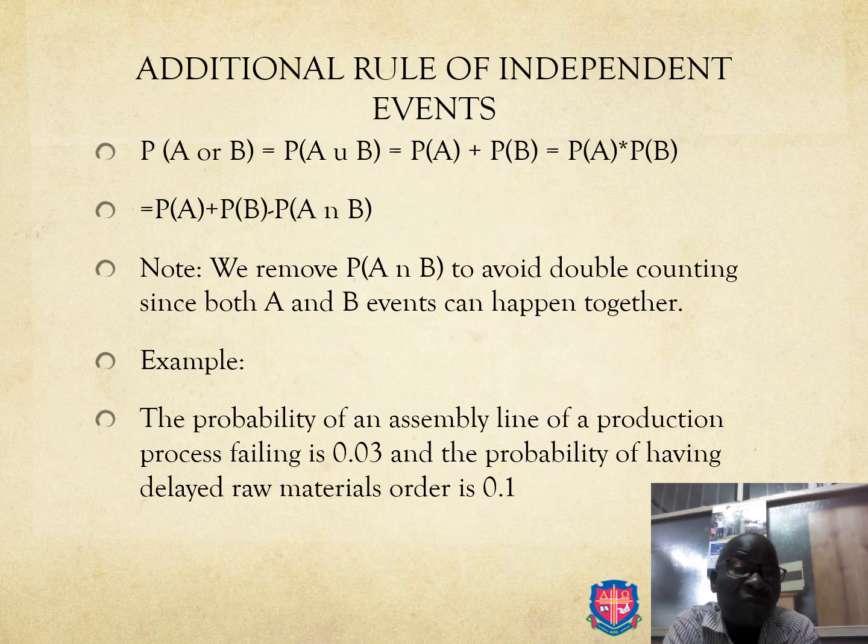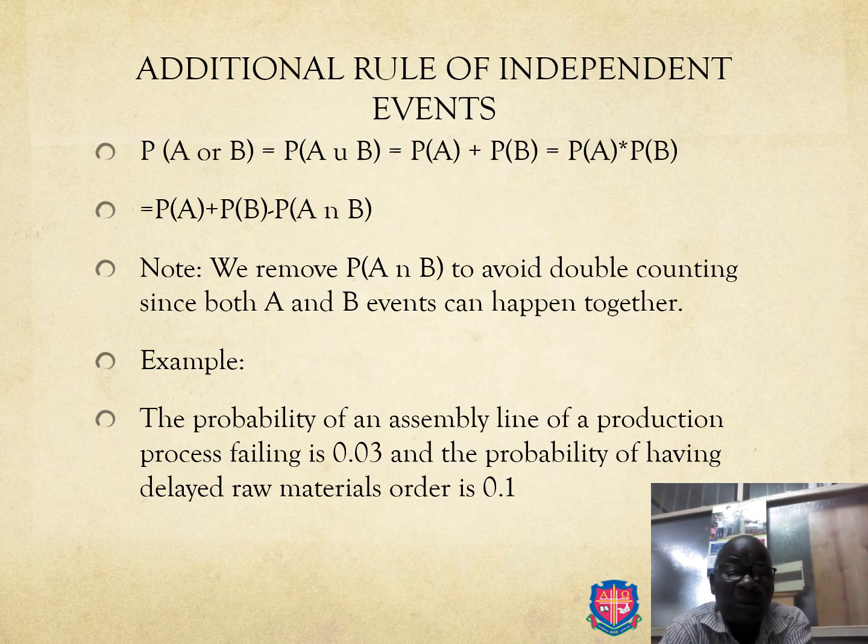And even if you just add it like that, you may get something which even supersedes 1. And you know that the maximum number in probability is 1. So that means we remove the probability of A intersection B from the probability of A plus the probability of B.